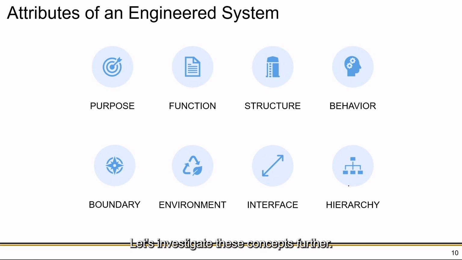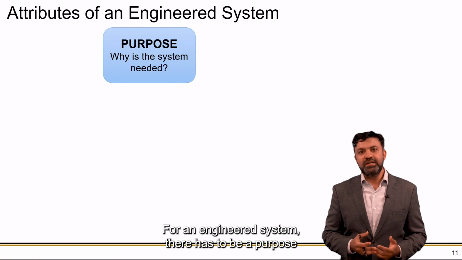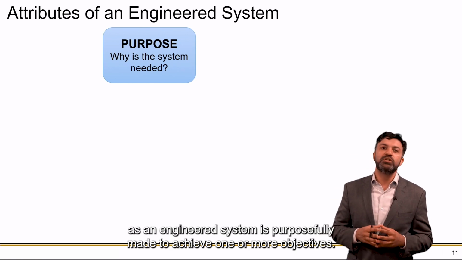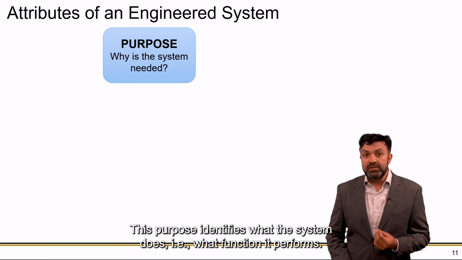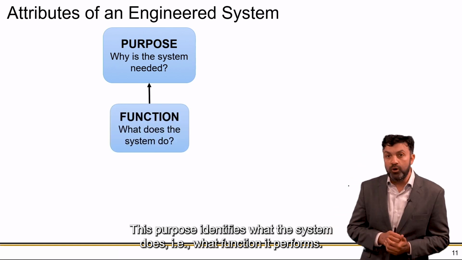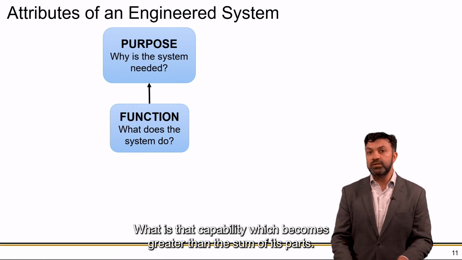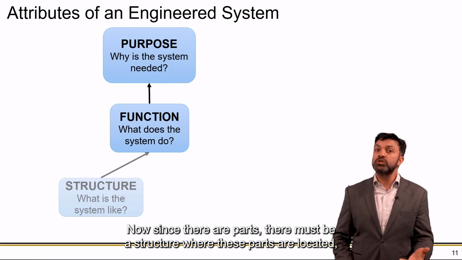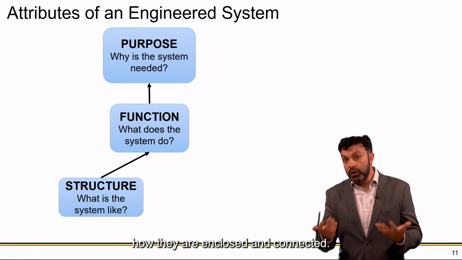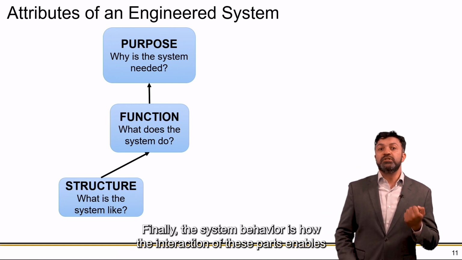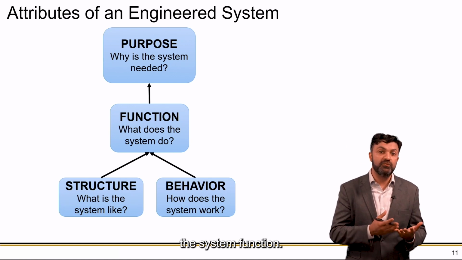Let's investigate these concepts further. For an engineered system, there has to be a purpose, as an engineered system is made to achieve one or more objectives. This purpose identifies what the system does, that is, what function it performs, what is that capability which becomes greater than the sum of its parts. Now, since there are parts, there must be a structure on where these parts are located, how are they connected and enclosed. Finally, there is system behavior, which is how the interactions of these parts enable the system function.